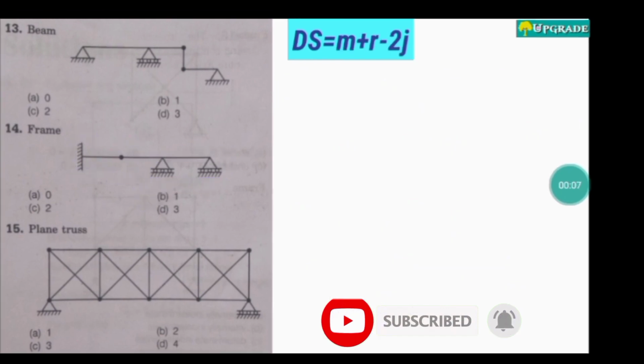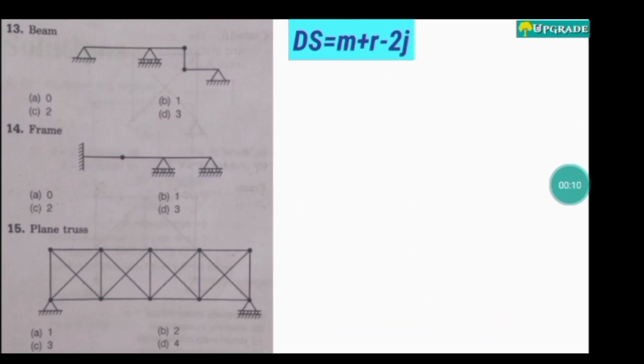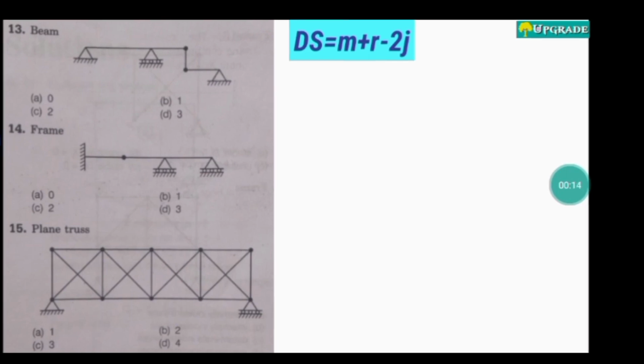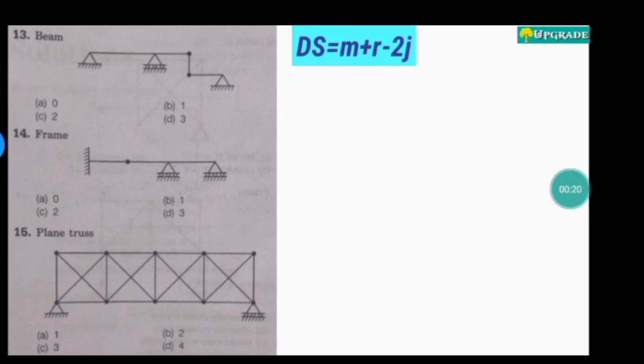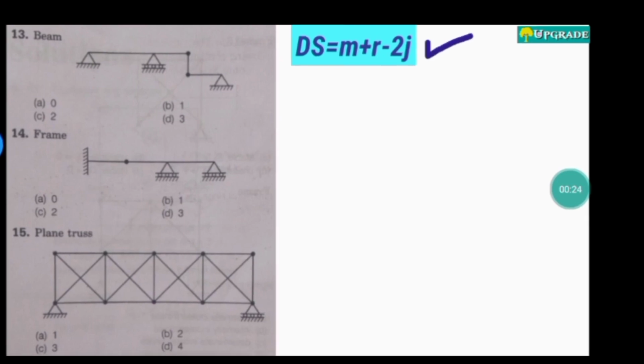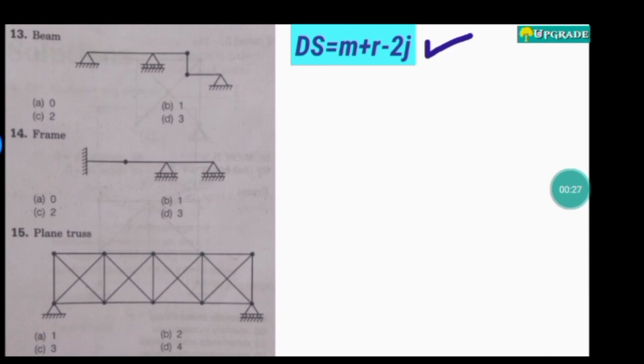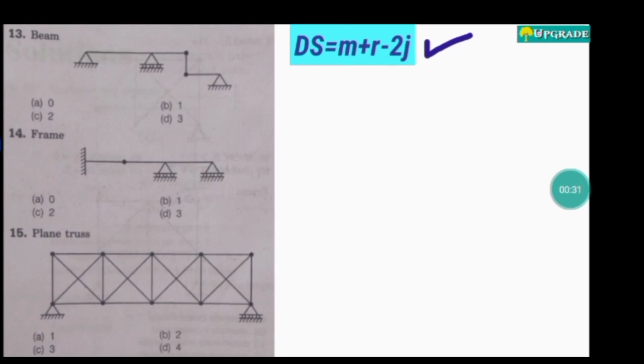So the problems on beams and frames are over. Now we solve some problems on truss. I hope you understood the problems on beam and frame. This is the formula to calculate the DS for the structure of trusses, for 2D structure only. For 3D structure the formula will be m plus r minus 3j. So let's solve some examples.